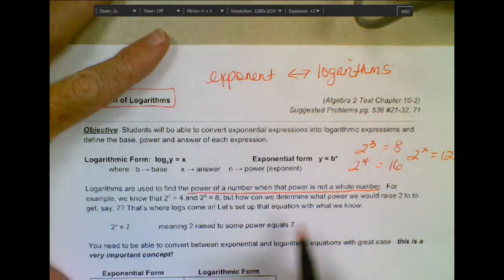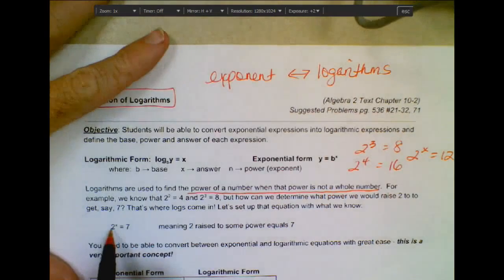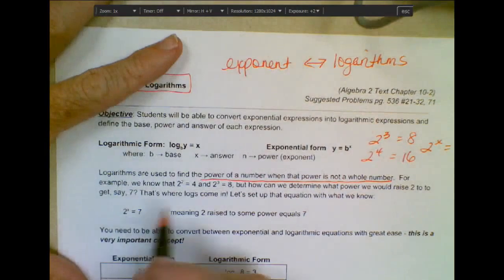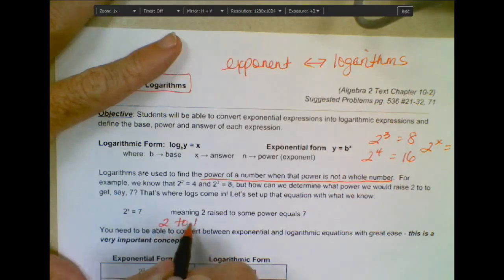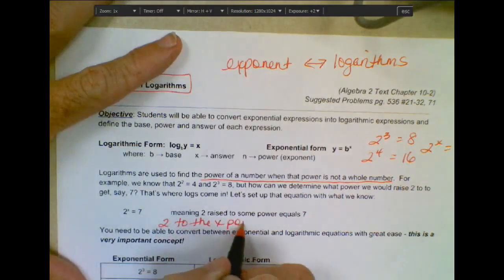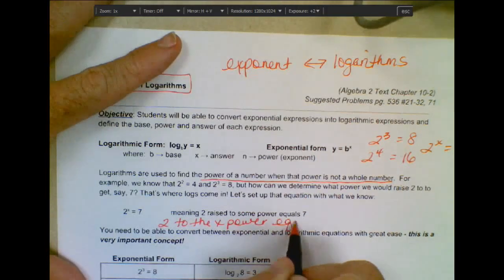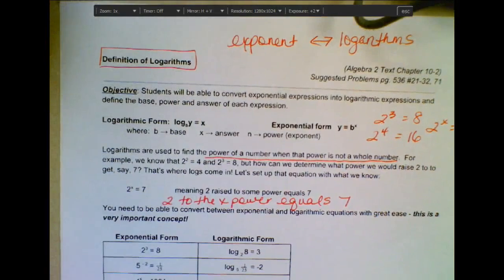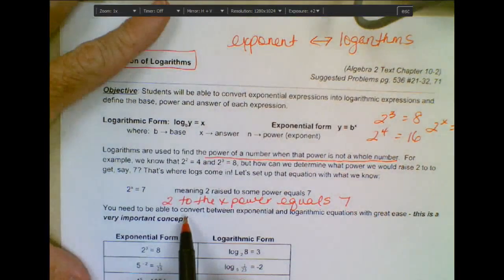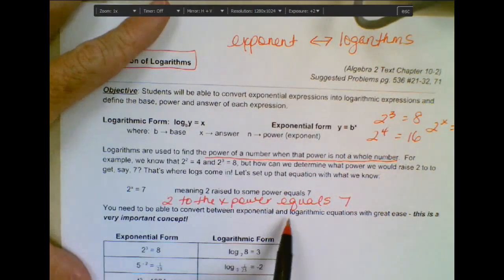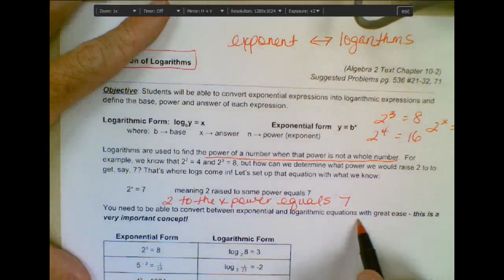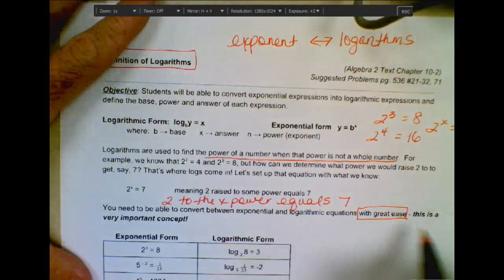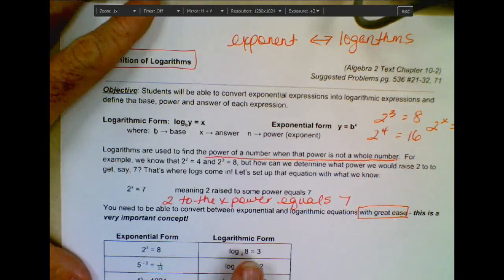So when we write logarithms, and we say, for example, 2 to some power equals 7, that means 2 to the x power equals 7. That's what we know from writing exponents out. And you will need to be able to convert between exponential and logarithmic equations with great ease. I'm going to emphasize this. This is a really important concept. You must be able to flip back and forth between exponential form and logarithmic form.